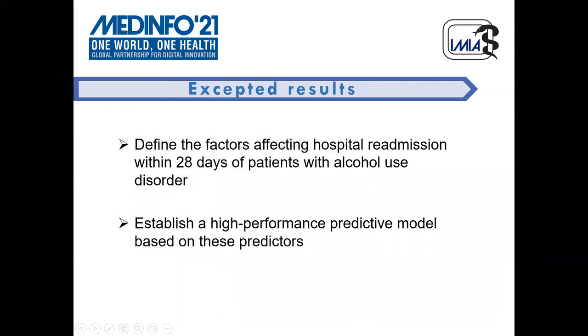And last, let's see the expected results. We expect to define the factors affecting hospital readmission within 28 days of patients with alcohol use disorder through this study. And identifying these predictors is of great clinical importance, and they are beneficial for reducing readmission rates going forward. In addition, we plan to establish a high-performance predictive model based on these predictors to accurately predict the patients who will be readmitted in 28 days.